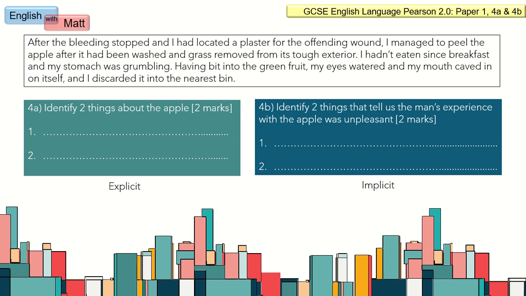Always a good idea to read the question before you read the extract. So let's look at 4A first. Identify 2 things about the apple.